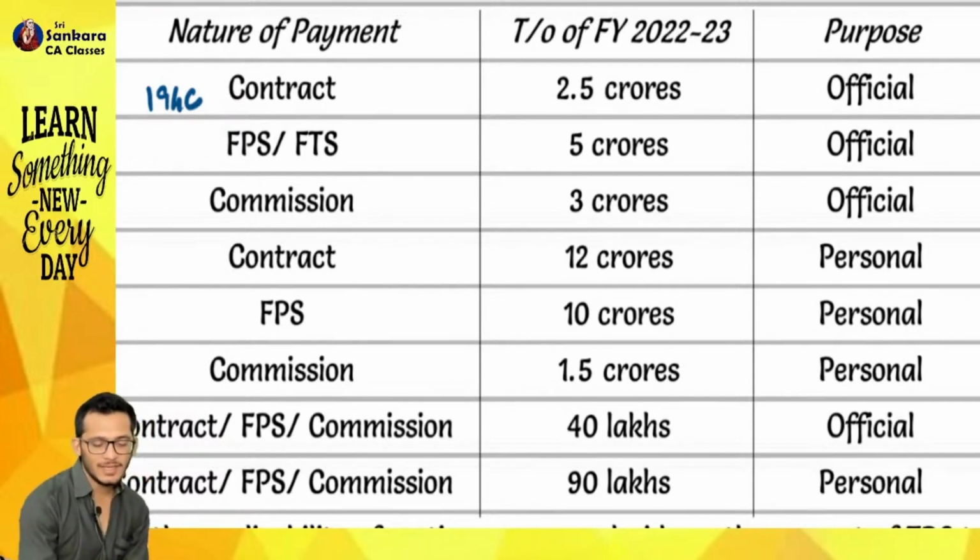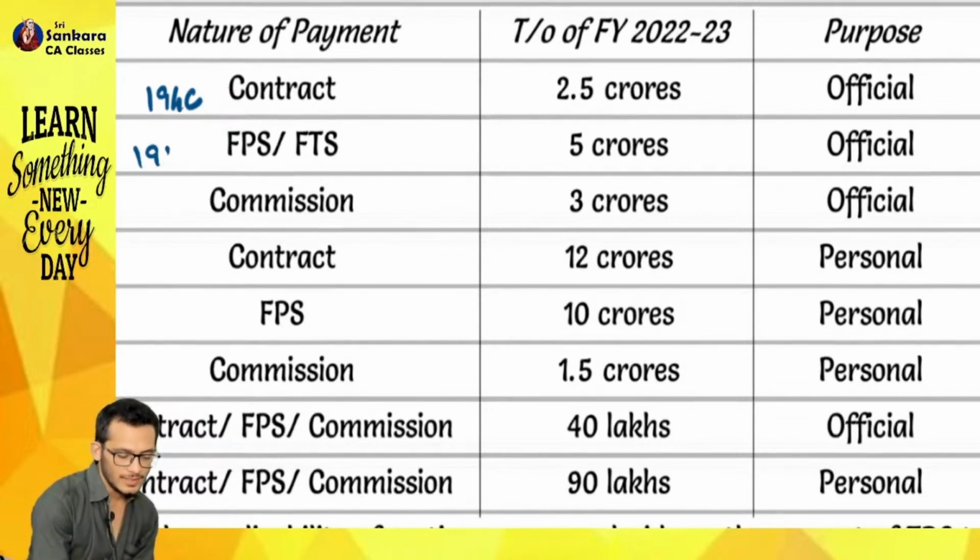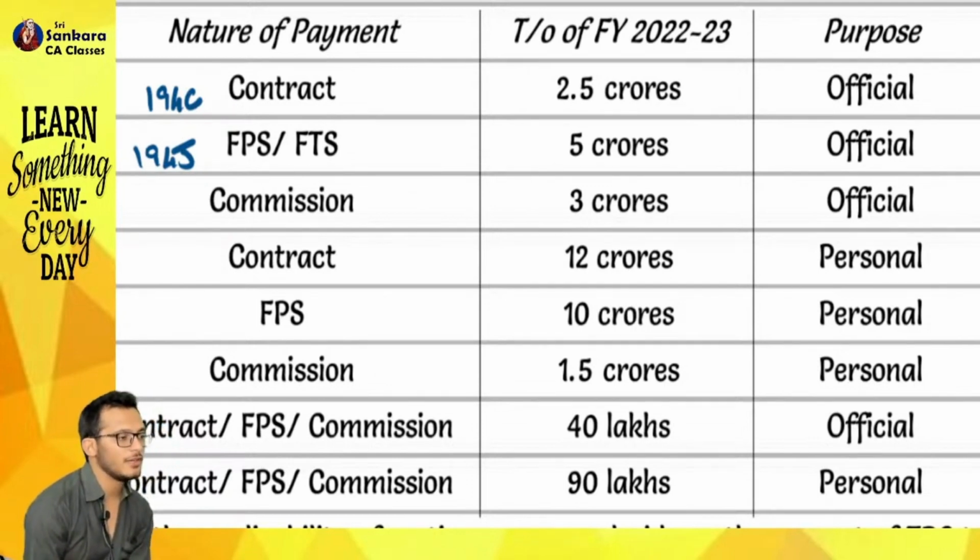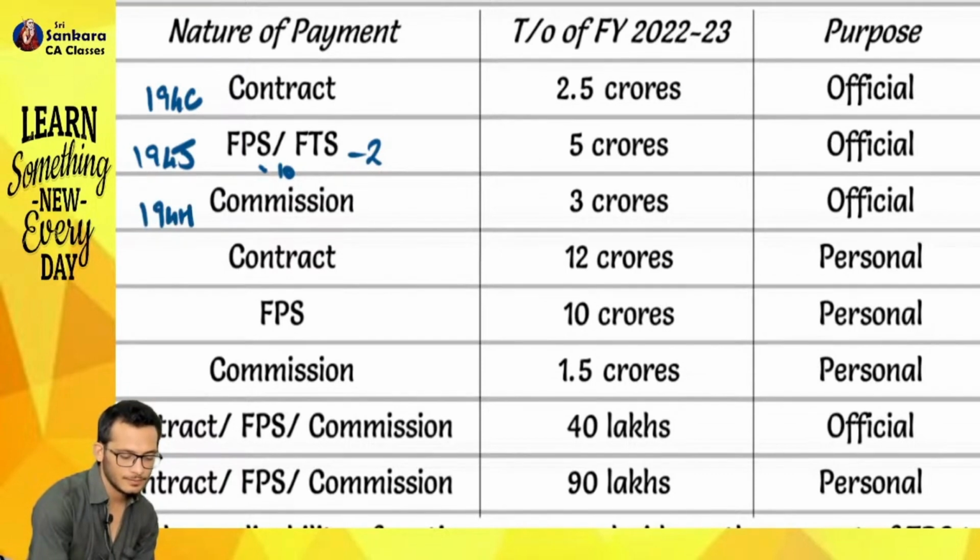Next one, FPS and FTS, turnover is 5 crores, purpose is official. Threshold limit is 30,000 for FPS separately, 30,000 for FTS separately. TDS rate is technical 2, professional 10. Commission 3 crores official. 194H. Threshold limit is 15,000. TDS rate is 5%.